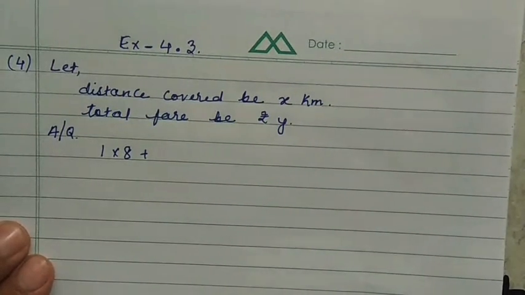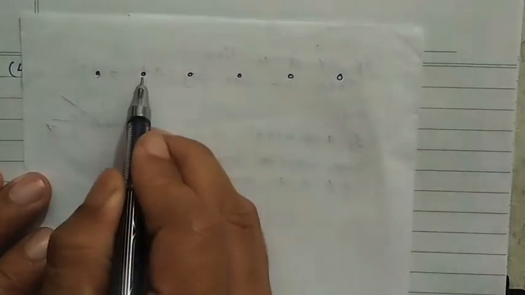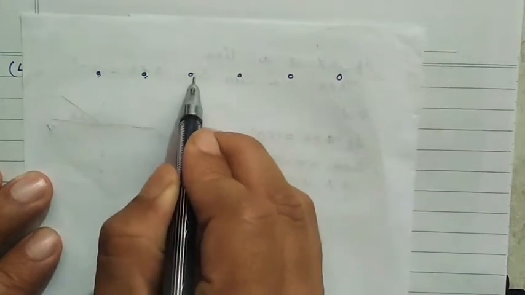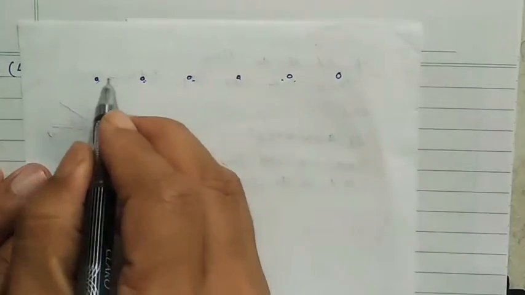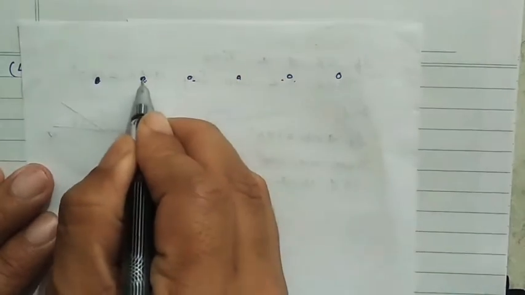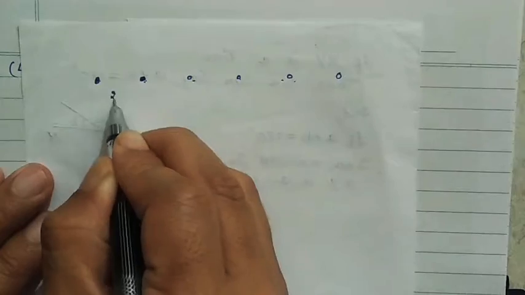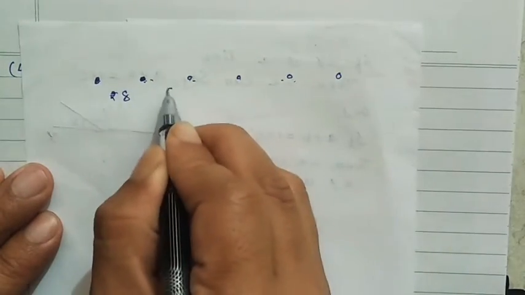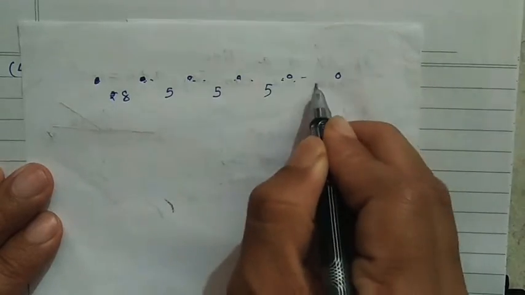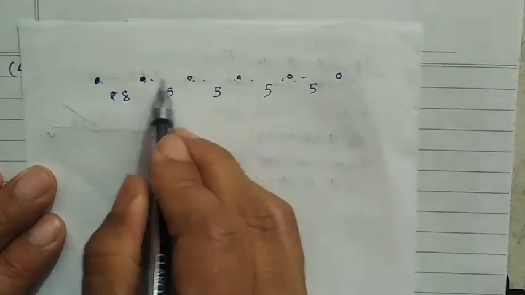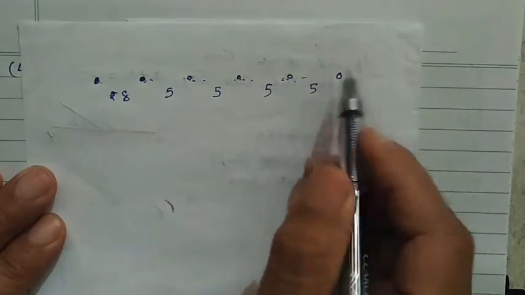Now, for example, if I say from this point to this point, it is 1 kilometer. From this point to this point is 1 kilometer. From here to here, 1 kilometer, and so on. According to the question, the first kilometer is ₹8. So from here to here, the first kilometer, it is ₹8, and from here to here, it will be ₹5, and again ₹5, ₹5, ₹5. So the total distance given is 1, 2, 3, 4, 5.